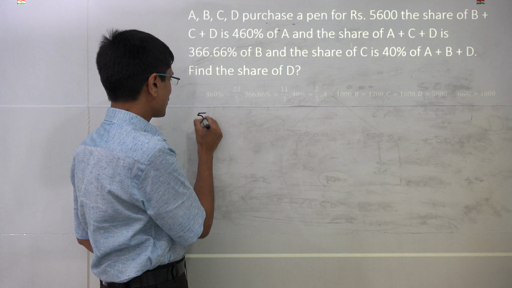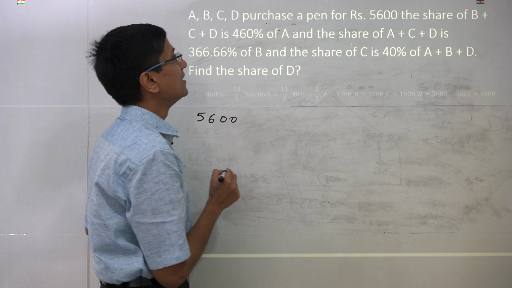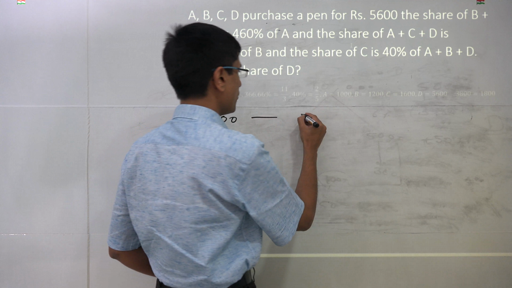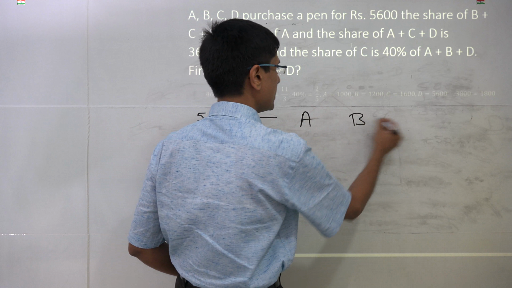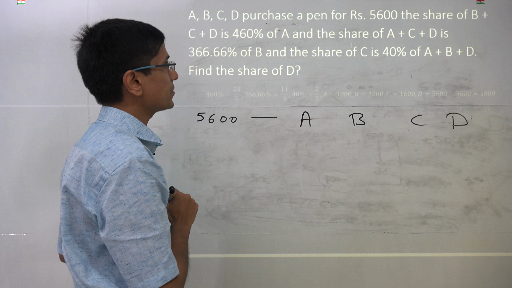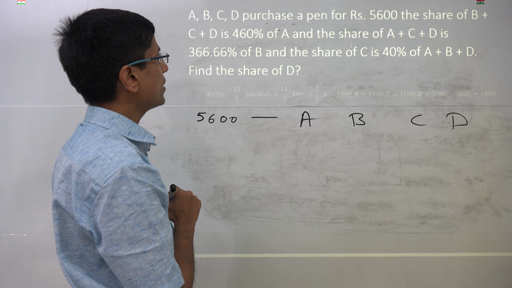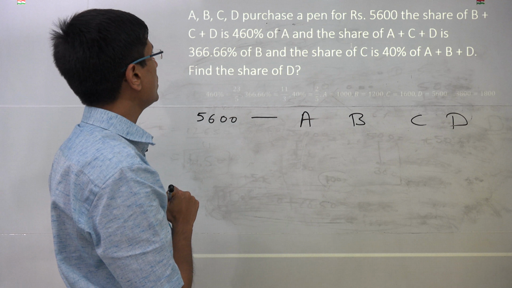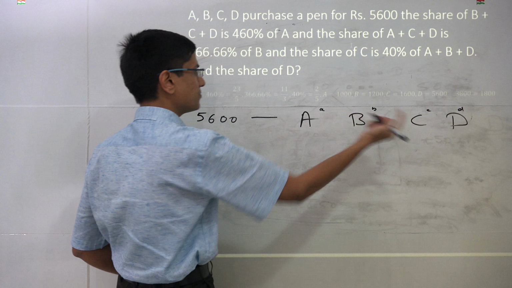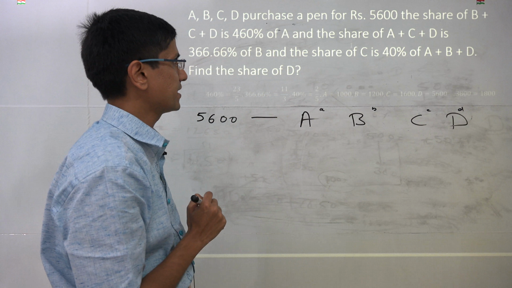I hope we don't have to go through that here. So then 5600, and there are 4 friends, A, B, C and D. So these are 4 friends. They purchased a pen for this much. What are we being told? We are told that, of course, the sum of their amounts, let's assume them to be A, B, C and D, the sum of the amounts A plus B plus C plus D is 5600.